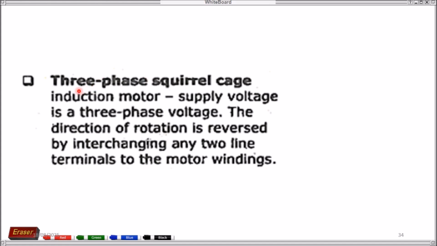Then we'll go to the 3-phase squirrel cage motor. So basically this is just the same as an induction motor, but now our supply is a 3-phase. So the direction of the rotation, yung pag-ikot niya, ay maaaring ma-reverse if we are going to interchange any two lines of our terminal windings of the motor.